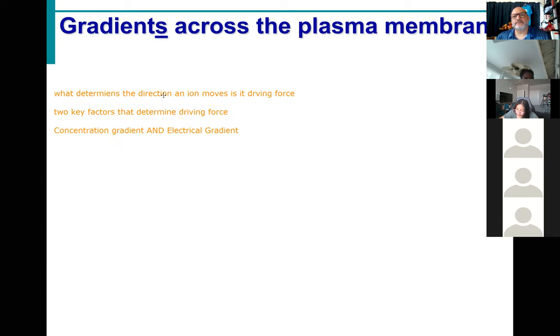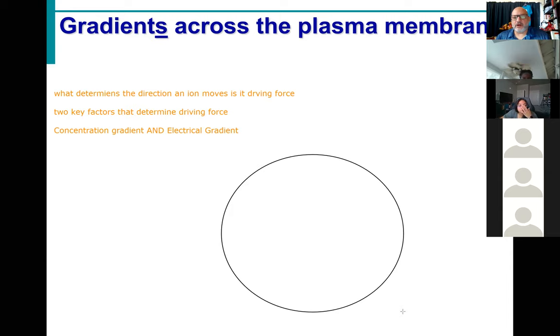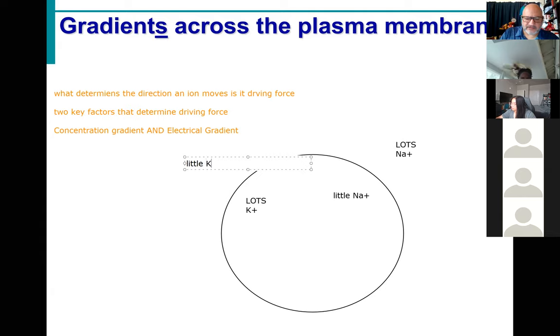Let's draw our cell, and start with some information we already know. There is an unequal distribution of ions inside and outside of a cell. Where is there more sodium, inside the cell or outside? Outside. So there's lots of sodium outside the cell and only a little sodium inside. What about potassium? Inside the cell. Lots of potassium inside the cell and only a little potassium outside.